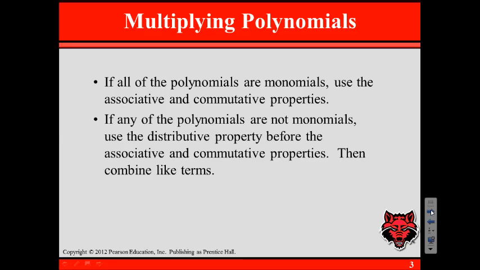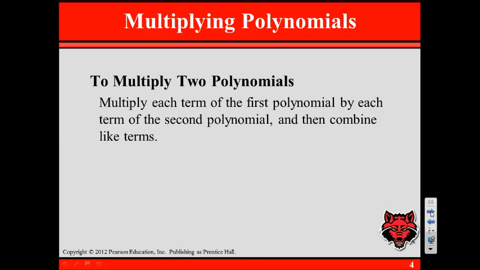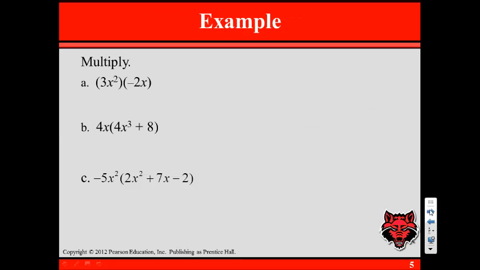However, if any of the polynomials are not monomials, we will use the distributive property before the associative and commutative properties. Then we will combine like terms. If we multiply two polynomials, then we multiply each term of the first polynomial by each term of the second polynomial, and then combine like terms. Let's try a few examples.